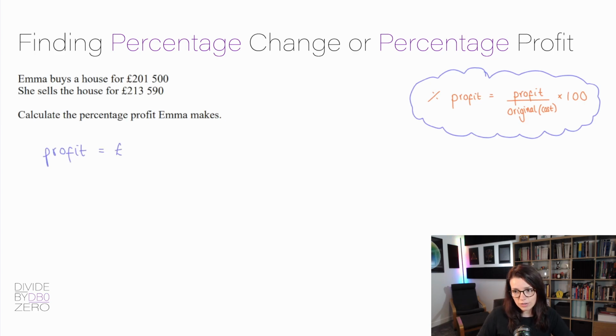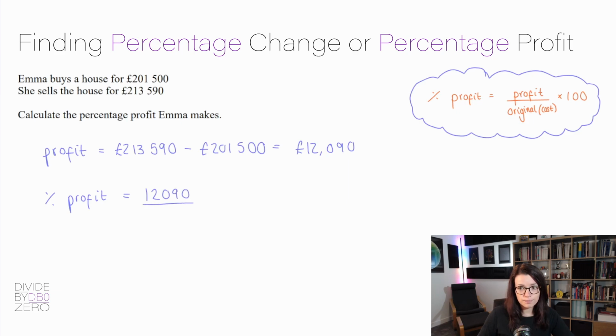So that will be 213,590 take away 201,500, and that is £12,090. Percentage profit, therefore, is that profit, so 12,090, divided by the original, and in this case, the original cost of the house, so 201,500, times by 100, and we get 6%.